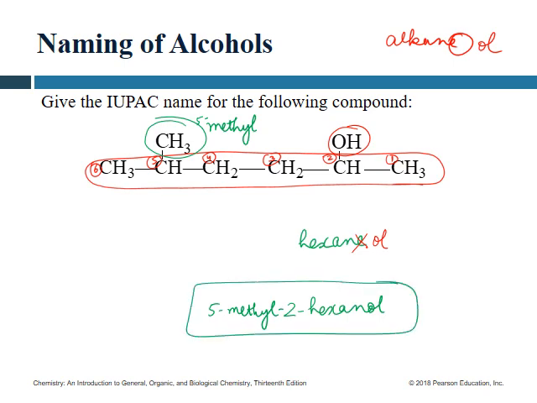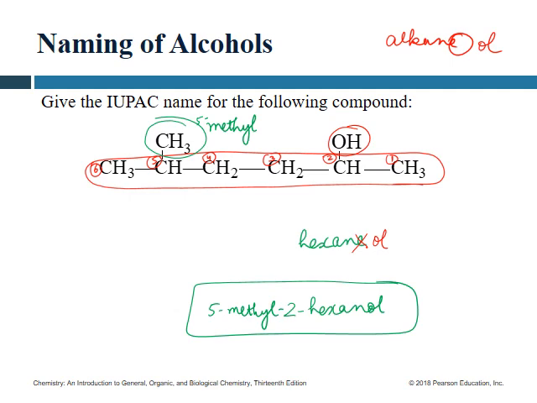Okay, so naming is the same approach. You basically start with finding the longest chain, then you name your alcohol with the OL at the end, replacing the E from the alkane name with OL. And if the hydroxy is on carbon number 1, you don't have to mention it, but if the hydroxy is located on any other carbon, you have to tell where the hydroxyl group is located. And then you name your substituents like you have been doing before.